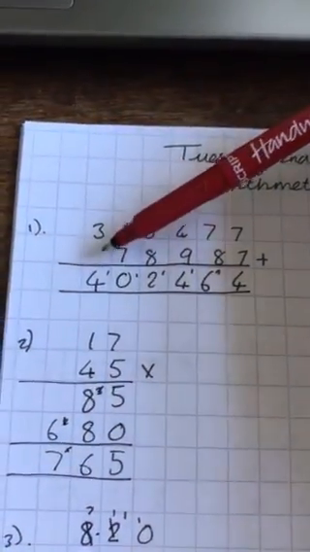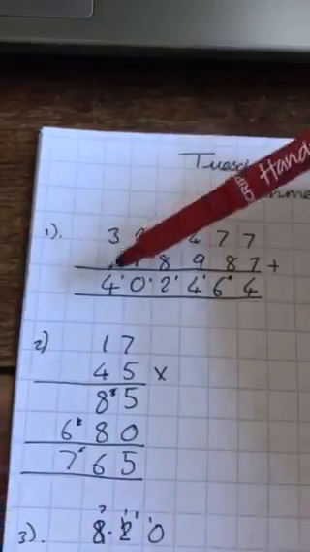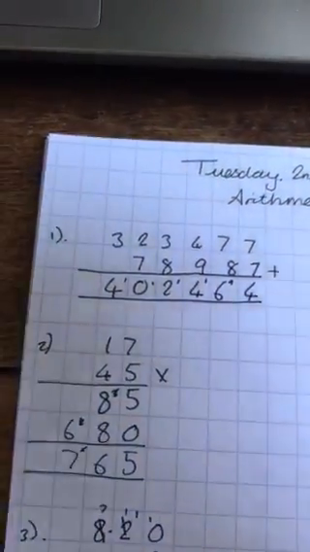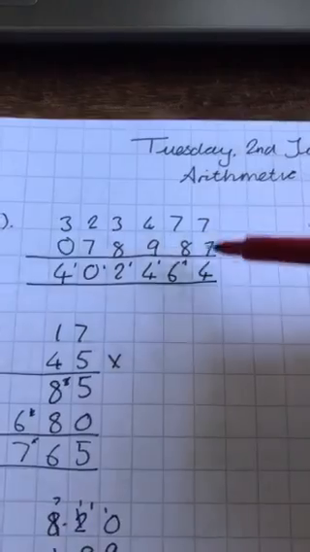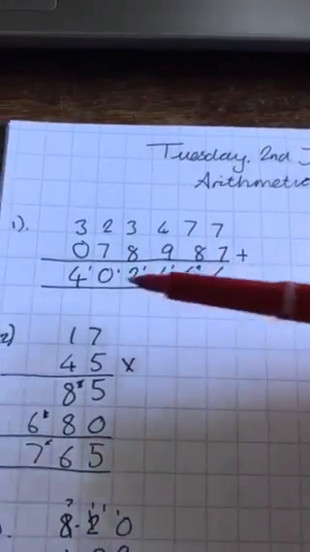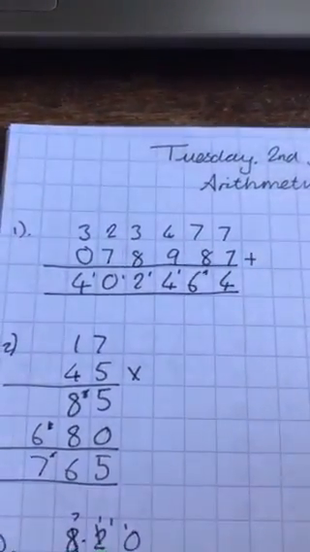We shouldn't have anything here because I've no 100,000s in 78,987. You might have put a zero placeholder in there. When we add, remember to carry and add the carry. You can compare yours to mine.